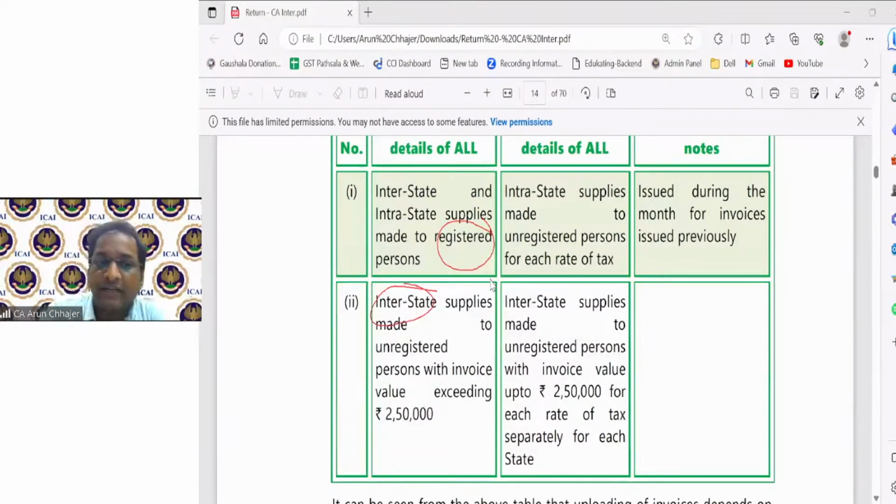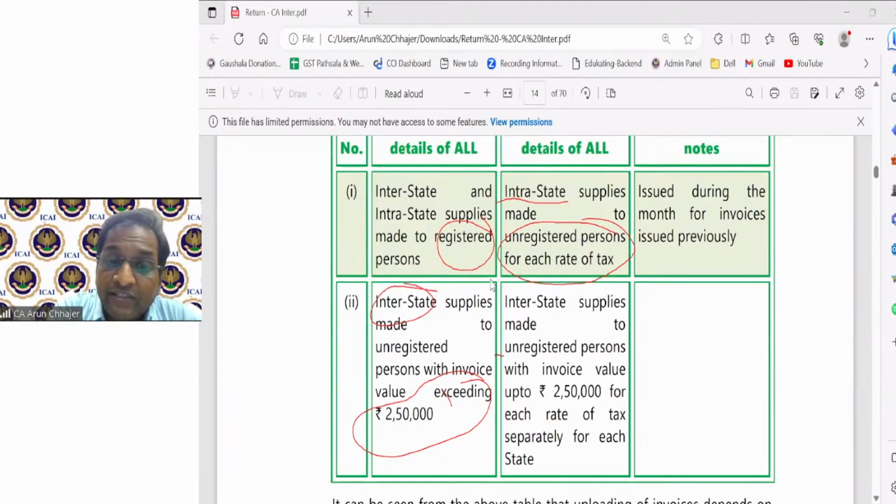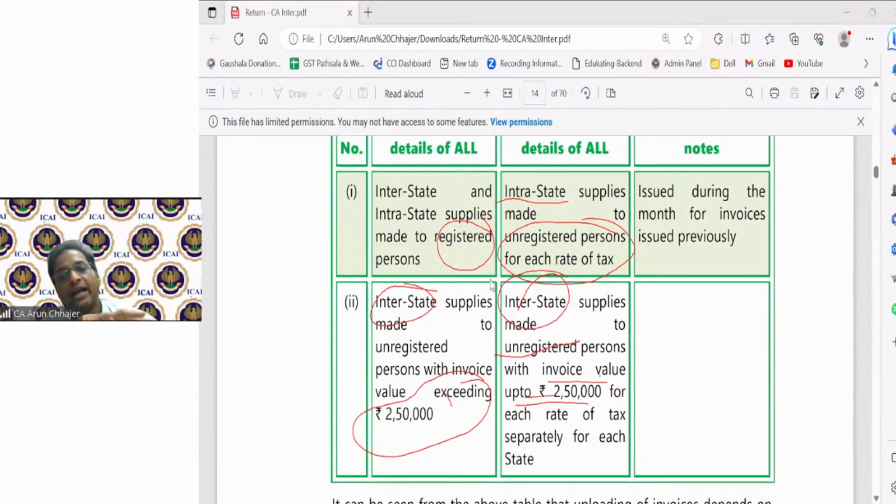If it is B2C but inter and exceeds 2.5 lakh in IGST, invoice wise. If it is unregistered, then all intrastate supply irrespective of any value, and if it is unregistered and interstate, then only invoices up to rupees 2.5 lakh will be reported as consolidated. Is it clear? Confirm once.